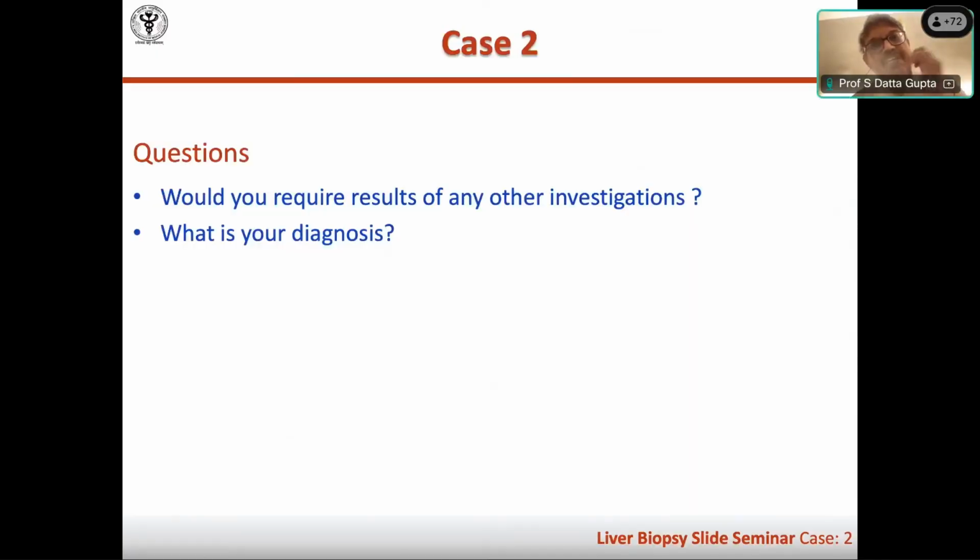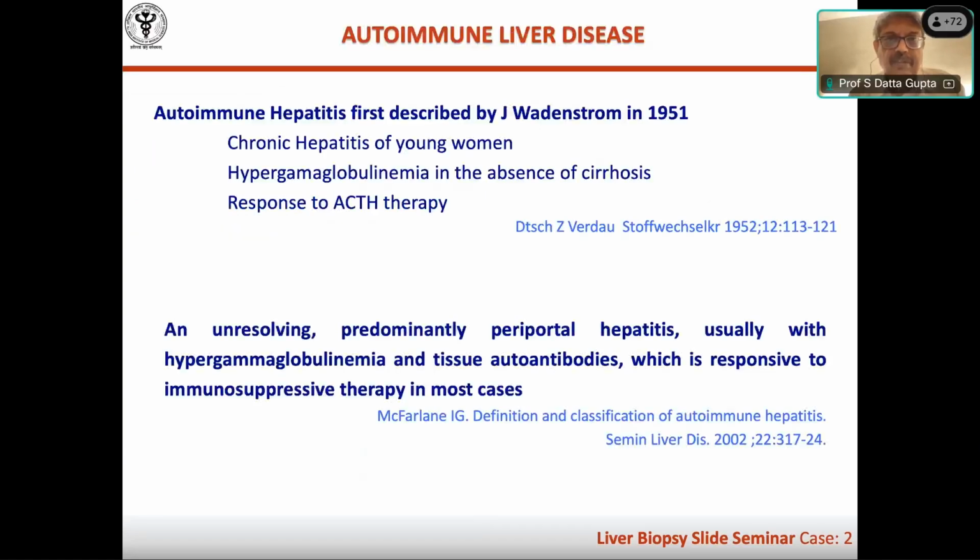So, would you require any other investigations, and what is your diagnosis? Anybody? Serology. Autoimmune hepatitis. PBC, okay. Mandeep Singh, IgG. So, most of you think of autoimmune hepatitis. Yeah, very good. I think you are right. So, this looks like an autoimmune hepatitis. It's in a lady, and you have to find out hypergammaglobulinemia, absence of cirrhosis.